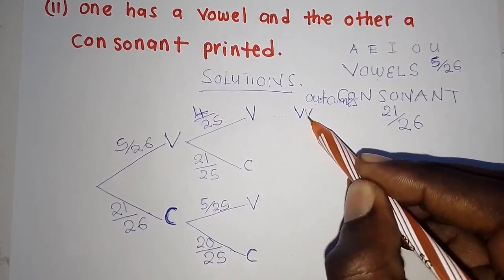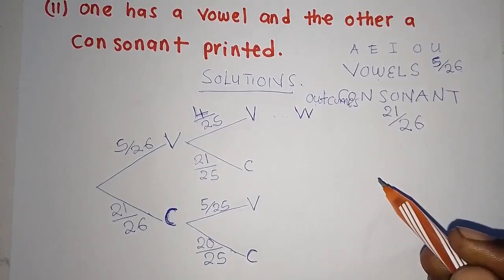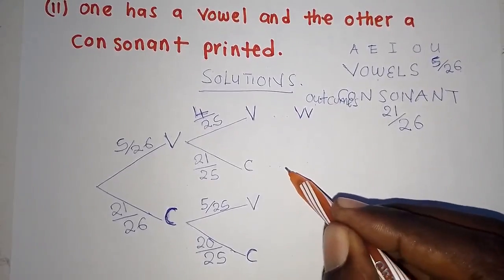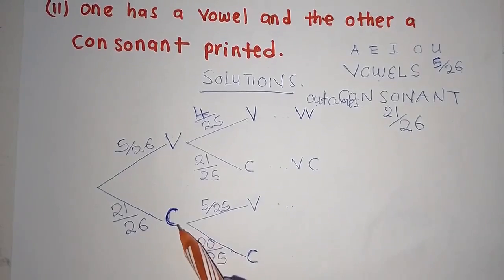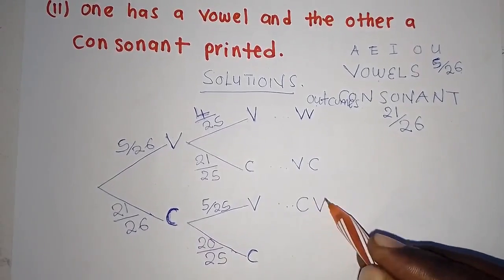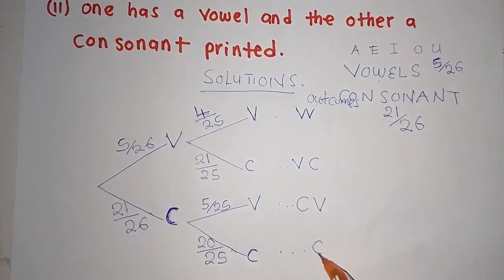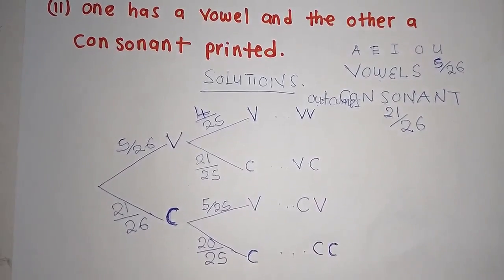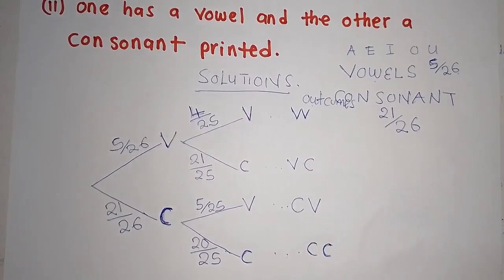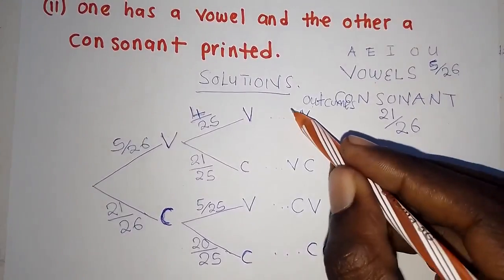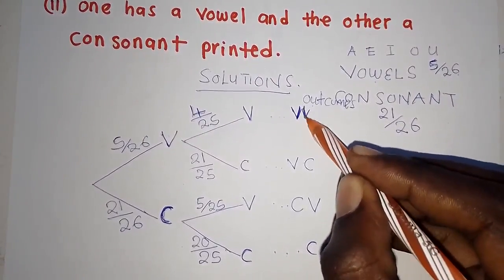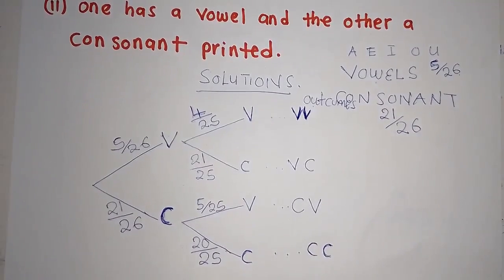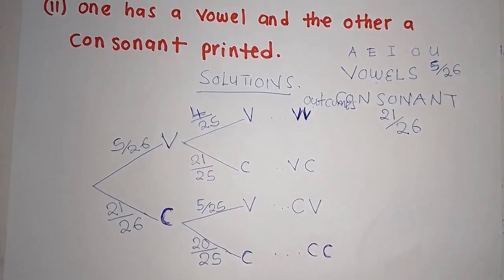Here we are going to have VV. This is what we are going to have. Then VC, then CV. Lastly, CC. So when you are done with this, this is not W here, this is VV. It's not W but VV. So this is what you need to get.